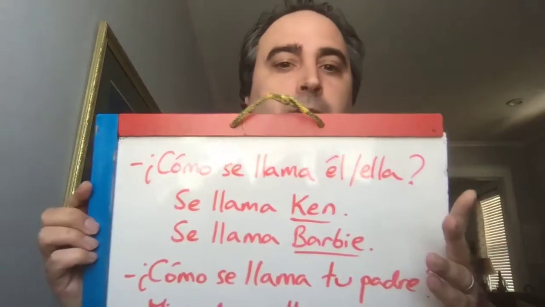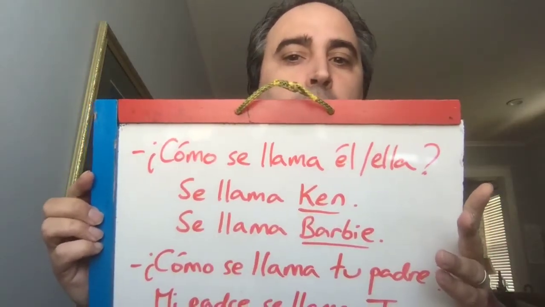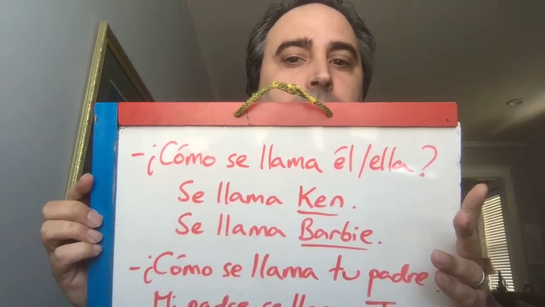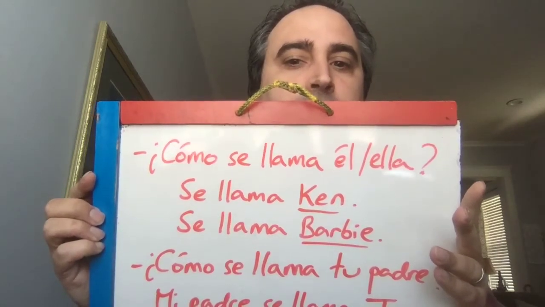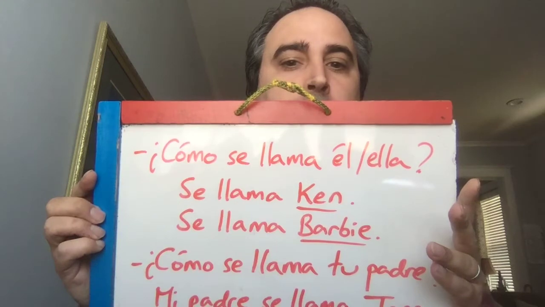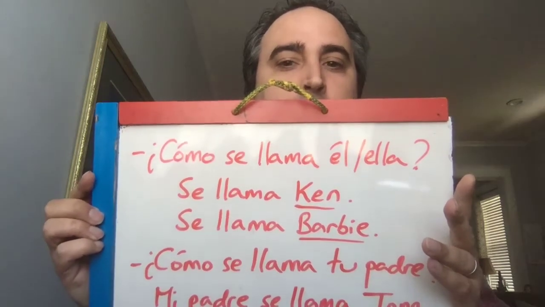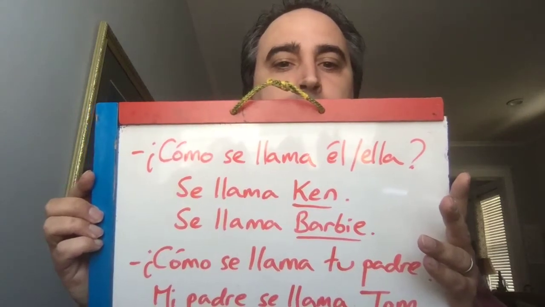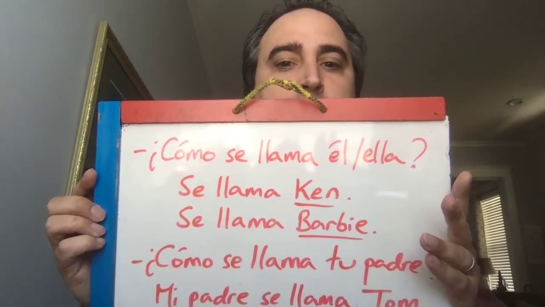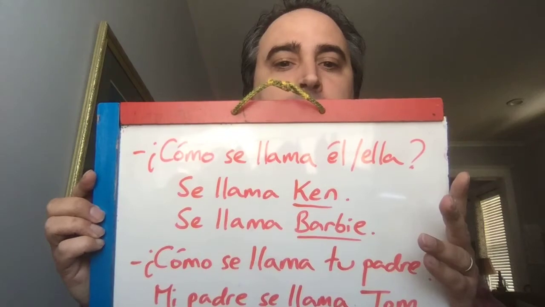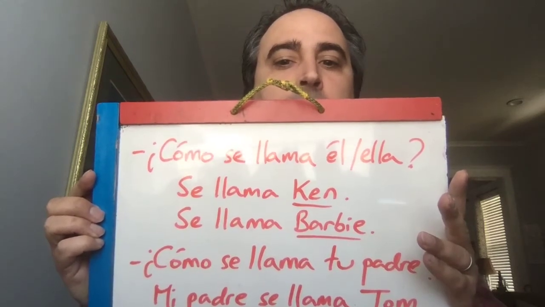Let me show you how to spell this. Here is the question. ¿Cómo se llama él? ¿Cómo se llama ella? The answer is always going to be se llama and then the name. Por ejemplo, se llama Ken. Se llama Barbie.